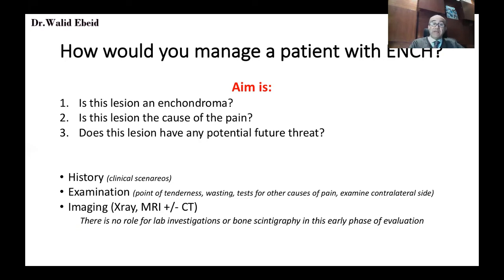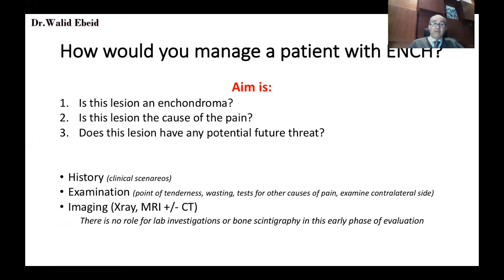We have to examine the patient properly and know exactly where the point of tenderness is, because for a patient with osteoarthritis, they'll have the pain at the joint line, whereas if she has pain due to an enchondroma, she'll have the pain over the distal femur and not the joint line. We have to examine for wasting, we have to compare both sides, etc. So these are methods to identify whether the pain is due to the enchondroma or due to the other pathology.